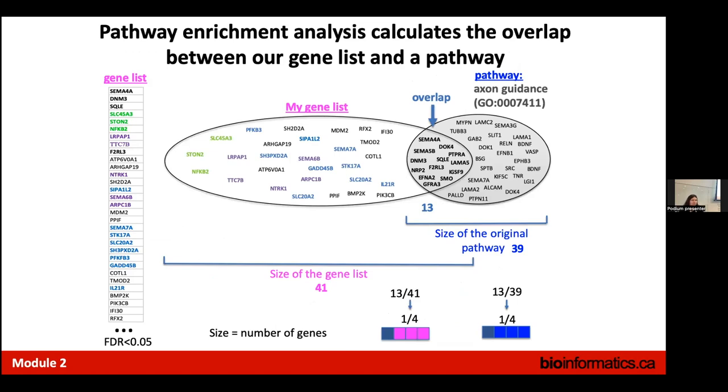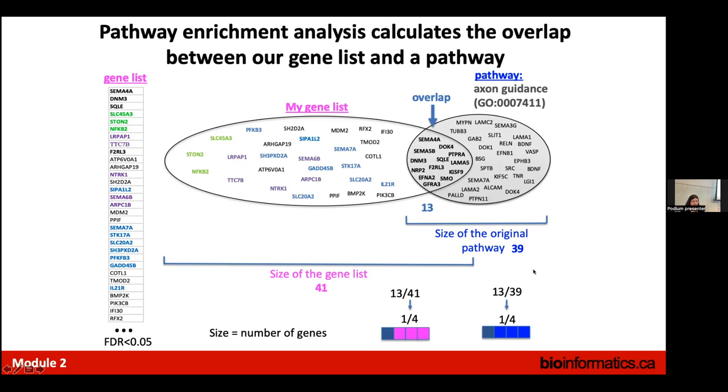So this slide illustrates the concept of overlap that is used to calculate the enrichment score when we talk about over-representation analysis. So now we have the same gene list on the left, and the gene list has 41 genes. We are testing a pathway called axon guidance, so we want to see if axon guidance is enriched in our gene list. What we see here is that the original size of the pathway is 39 genes. So in the original pathway database, this pathway has 39 genes. And the overlap, meaning the genes that are in common between my gene list and my pathway, is 13. So overlap size is 13.